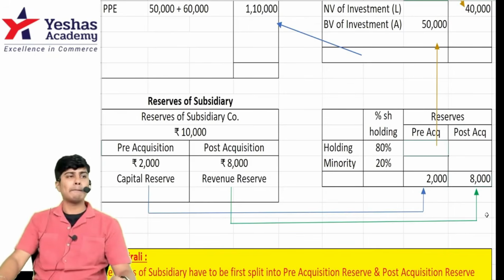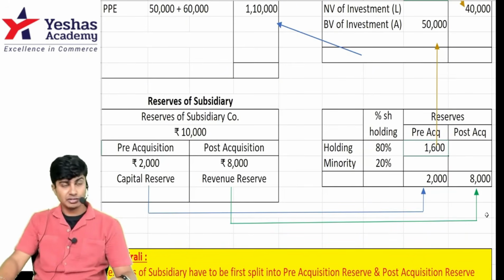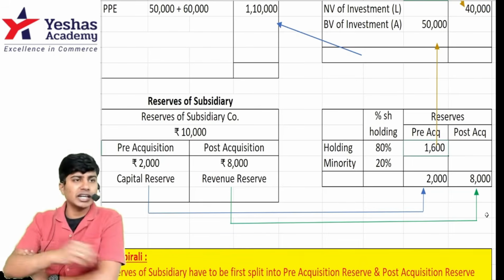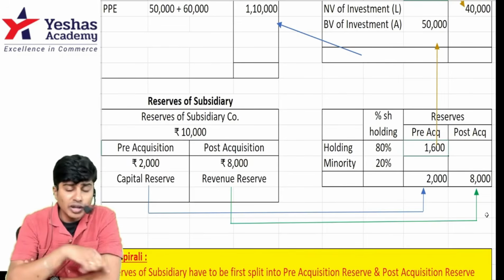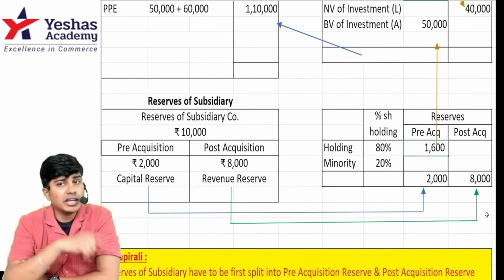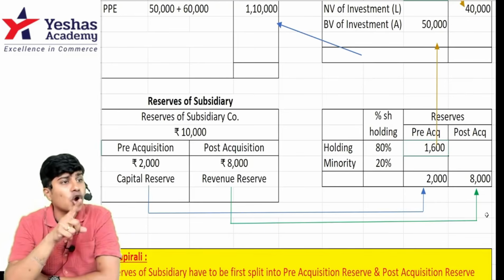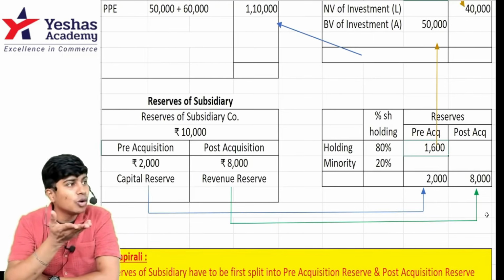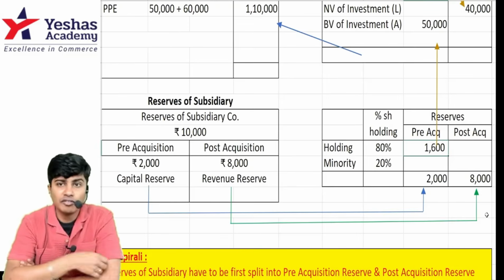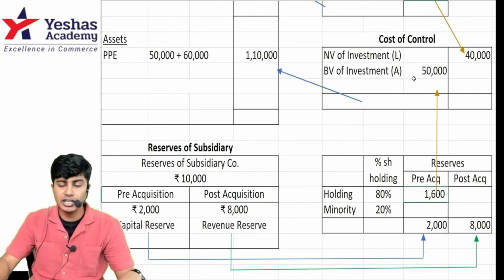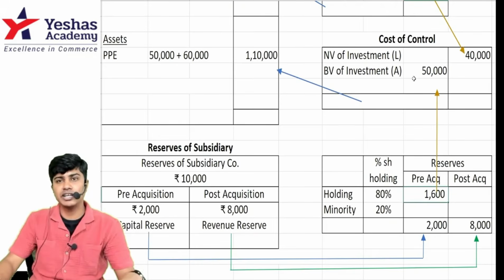80% of 2000. Very good. 1600 is pre-acquisition reserves, which belongs to the holding company. I'll repeat. What is 1600? Pre-acquisition reserves that belong to the holding company. Where do I write that 1600? Pre-acquisition reserves should be deducted from cost of investment, book value of investment. Where is the book value or cost of investments? Cost of control is written in the inner column, 50,000, and it's waiting.